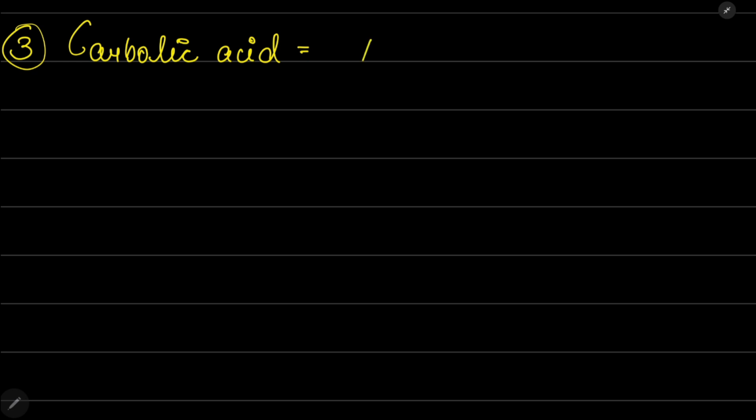Now the next one, carbolic acid. Carbolic acid is also known as phenol, which we use very commonly in our homes. Phenol is usually, naturally, in crystal form. They are white or clear crystals.